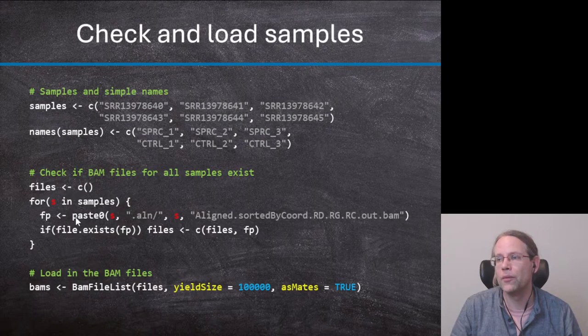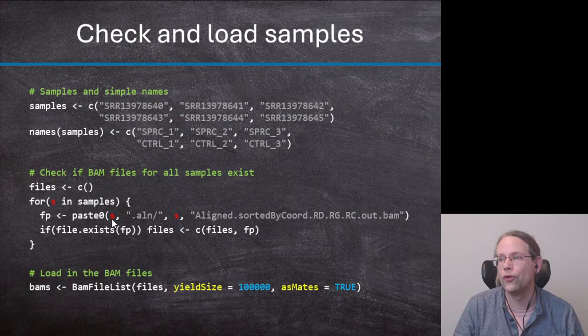What am I going to do? Well, I'm going to paste 0, right? Because if I look at my hard drive, then in the output folder, I have a folder called srr13978640.aln, which is the folder in which the alignment is stored. Then I have a slash, then I have the sample name again, and then it's called align.sortedbycoordinate.readduplicates.readgroups.readcontrol.out.bam. Right, so this is just creating the output file names for me.